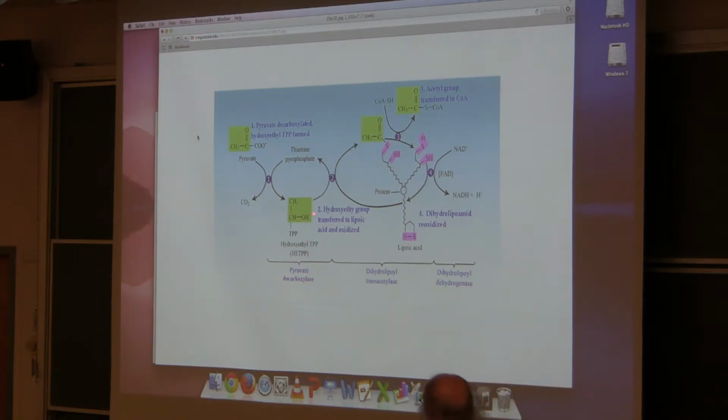Thiamine pyrophosphate passes off that reactive 2-carbon piece. And by the way, don't worry about hydroxyethyl TPP. We're not going to talk about that. Okay? It hands off that 2-carbon piece to lipoic acid. So we see a sort of a passing of this intermediate down the line. This enzyme has multiple components, and they have to move literally from one place to another.